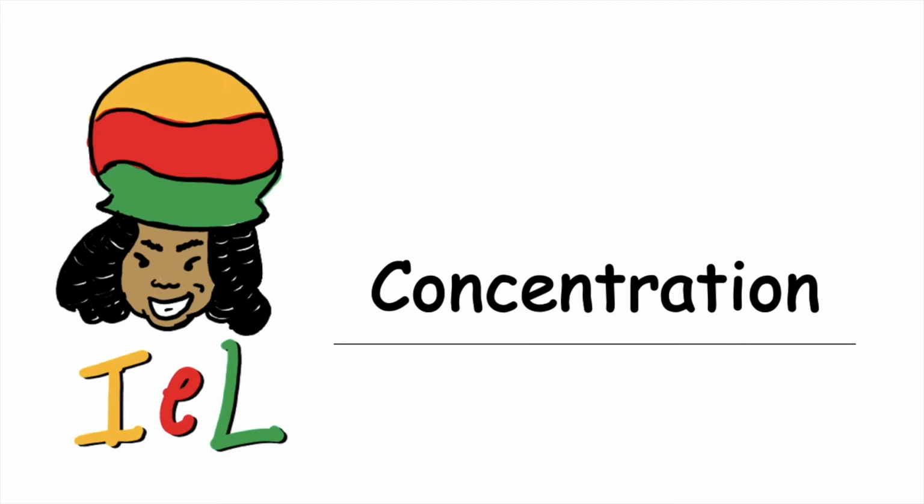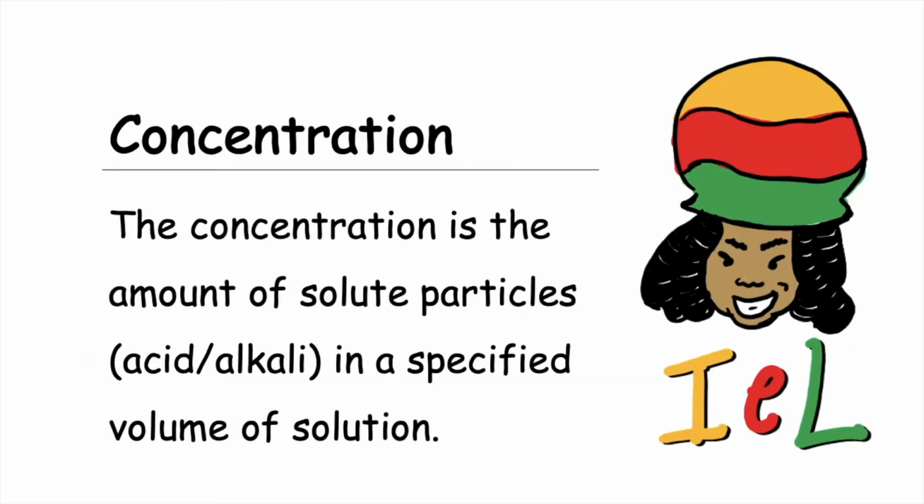In this section, we will define the term concentration. Concentration has to do with the number of solute particles, whether acid or alkali particles, in a specific volume of solution. In other words, the ratio of water molecules to solute molecules of the acid or the alkali. So the concentration depends on whether there is little or lots of water molecules present in the solution of the acid or the alkali. We will take a look at this shortly.